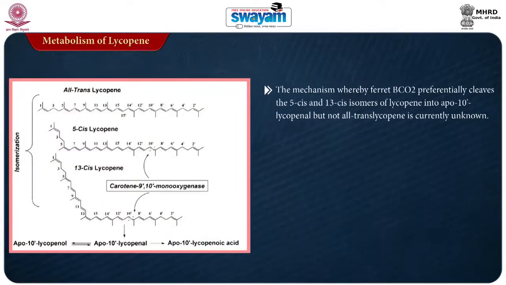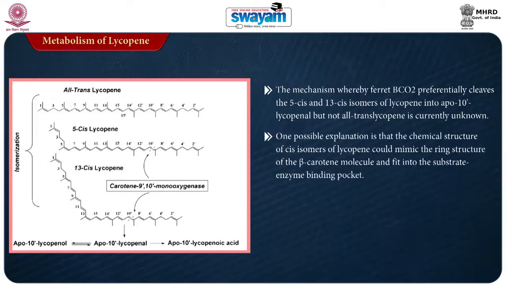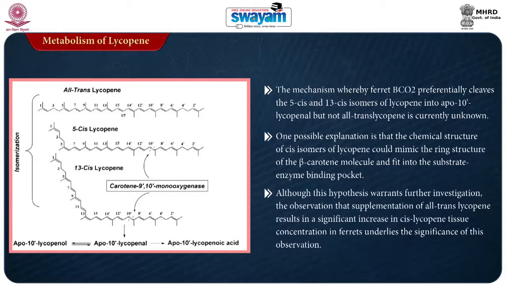The mechanism whereby the ferret BCO2 preferentially cleaves the 5-cis and 13-cis isomer of lycopene into apo-10 lycopenal, but not all-trans lycopene, is currently unknown. One possible explanation is that the chemical structure of the cis isomer of lycopene could mimic the ring structure of the beta-carotene molecule and fit into the substrate enzyme binding pocket. Although this hypothesis warrants further investigation.